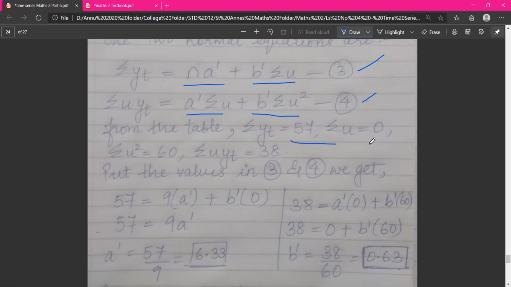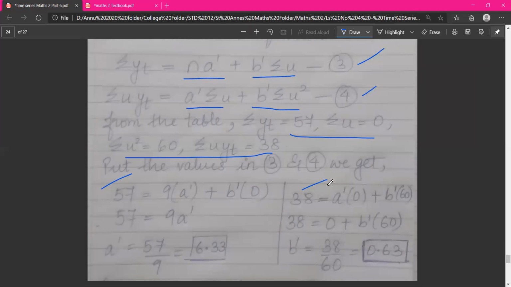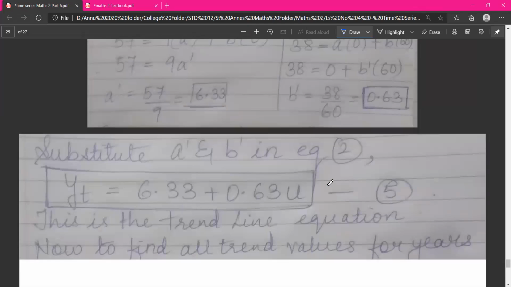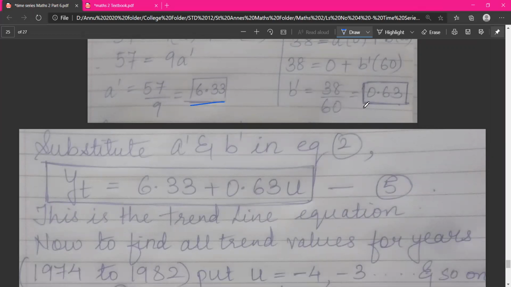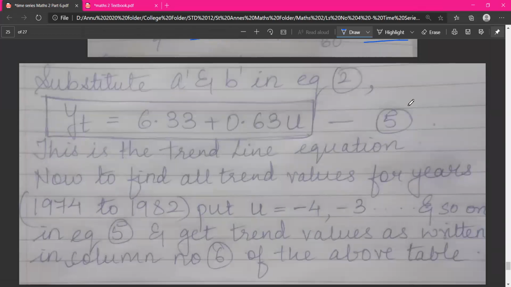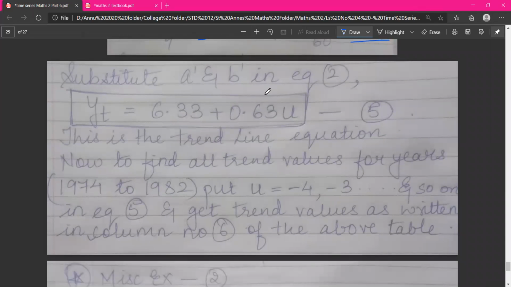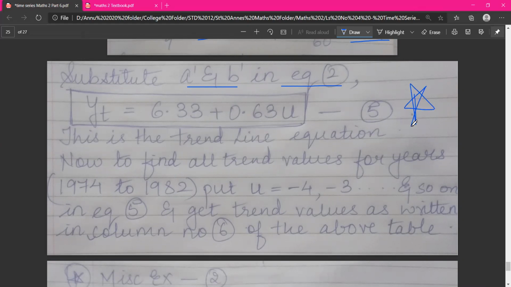From the table, I've got the totals of all the 4 values like this. So one by one, I will substitute in equation 3 and equation 4 in order to get A dash and B dash. So the A dash value which I got is 6.33 and B dash I got is 0.63. Now you can substitute A dash and B dash in the main equation to get the trend line equation. So substituting A dash and B dash in the main equation number 2, I get YT is equal to 6.33 plus 0.63U. This is the main equation of the trend line.